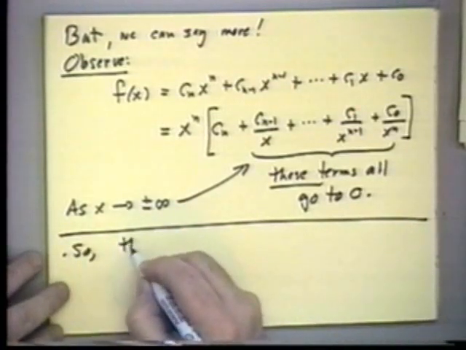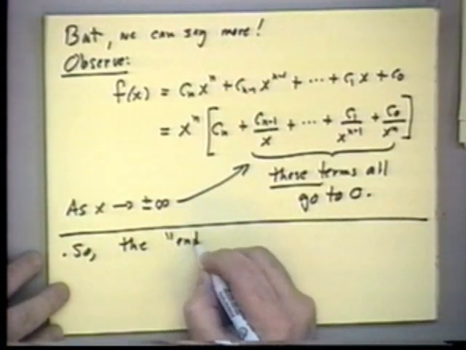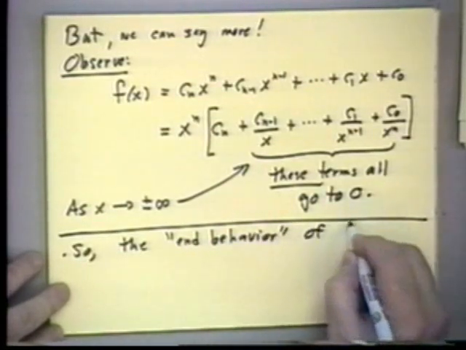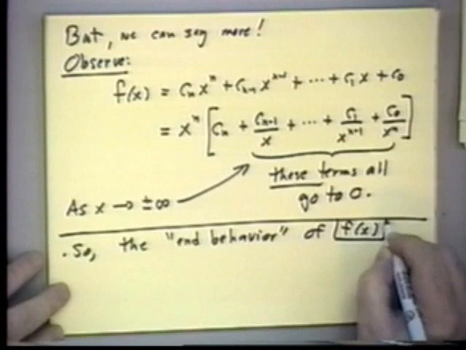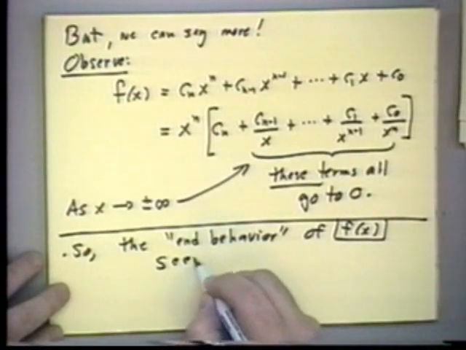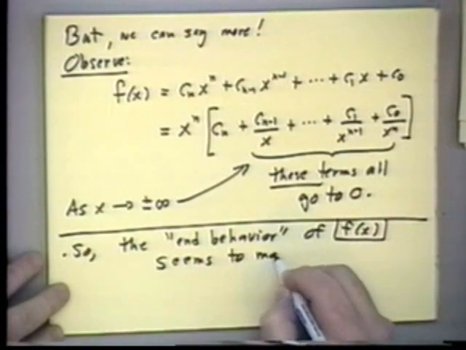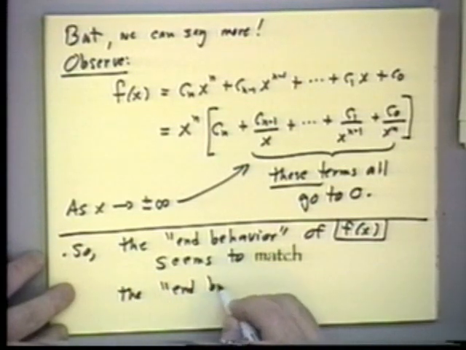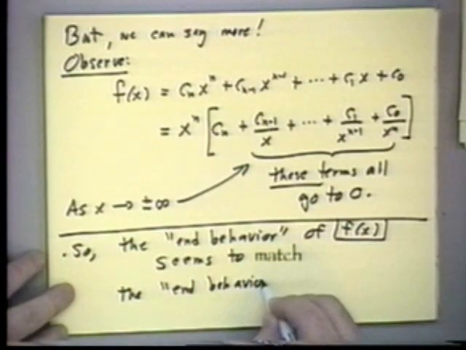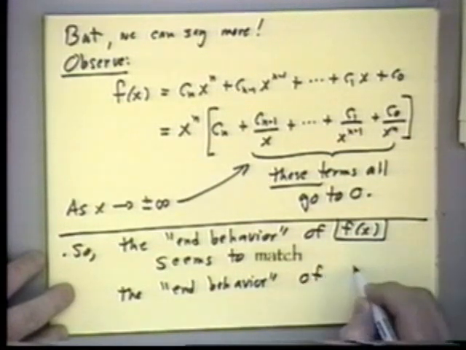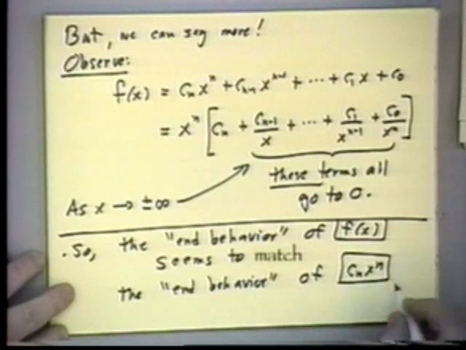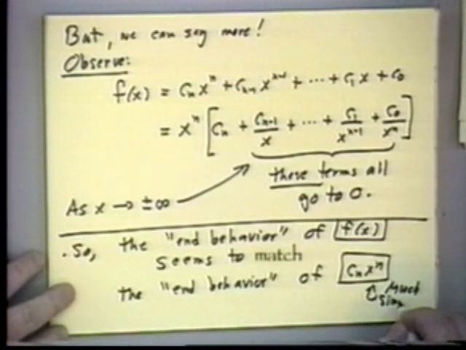So let's write that down. The end behavior of this polynomial function, f of x, seems to match the end behavior of that other much shorter and much easier function to deal with, the end behavior of c_n times x to the n. It's just a nice single term. This is much simpler.